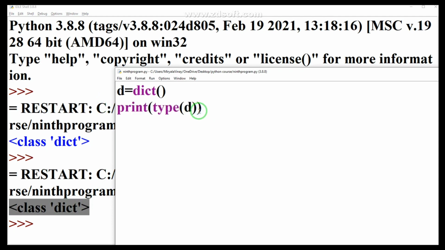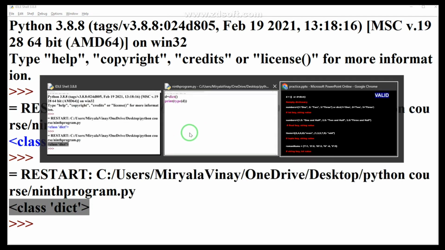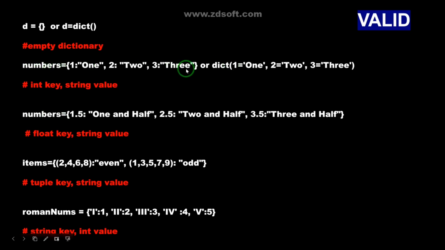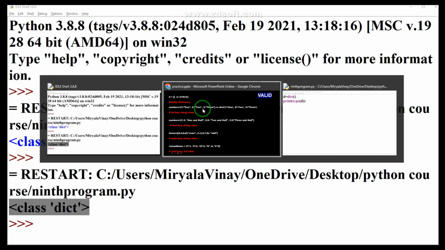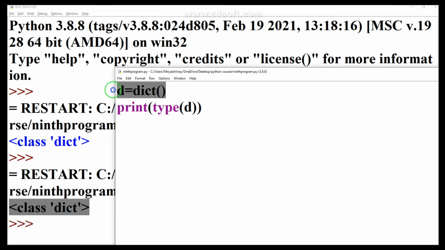And how can we initialize with key value pairs? You can simply do it like this. d equal to, and I am declaring the key value pairs. In the place of the key I am using an integer, and in the place of the value I am using a string type. You can see the key is an integer data type and the value is a string data type.